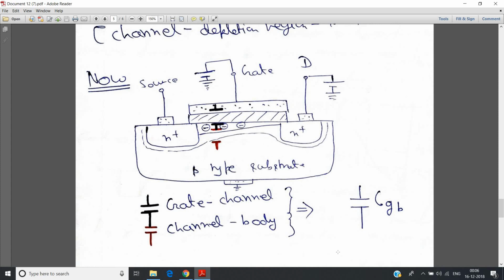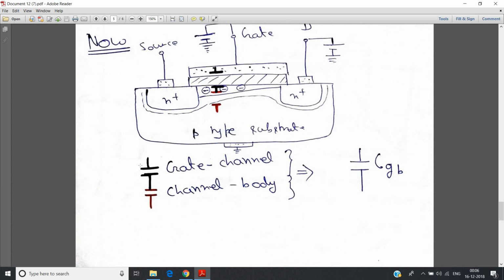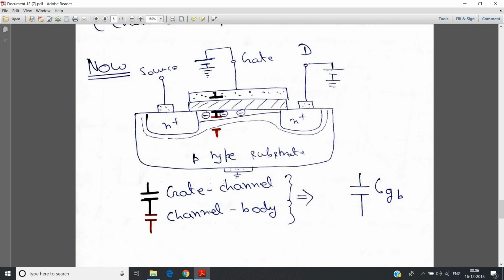So basically the picture is like this: gate to channel capacitor and channel to body capacitor, in series. It is clear from this picture itself that those are in series, right? So we can substitute the gate channel and channel body capacitors by their equivalent series capacitance, denoted by CGB, that is gate to body or gate to substrate or gate to bulk capacitor. Clear? This is basic concept of capacitor, we just applied the series capacitance formula.